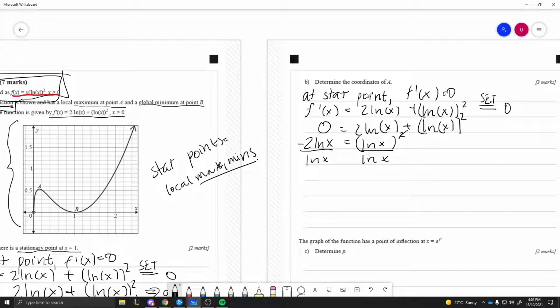And that will cancel this and cancel that, and these two will cancel. Negative 2 equals ln of x. Now, when you have this part where you have ln of x and then a number, you can raise both to the power of e.